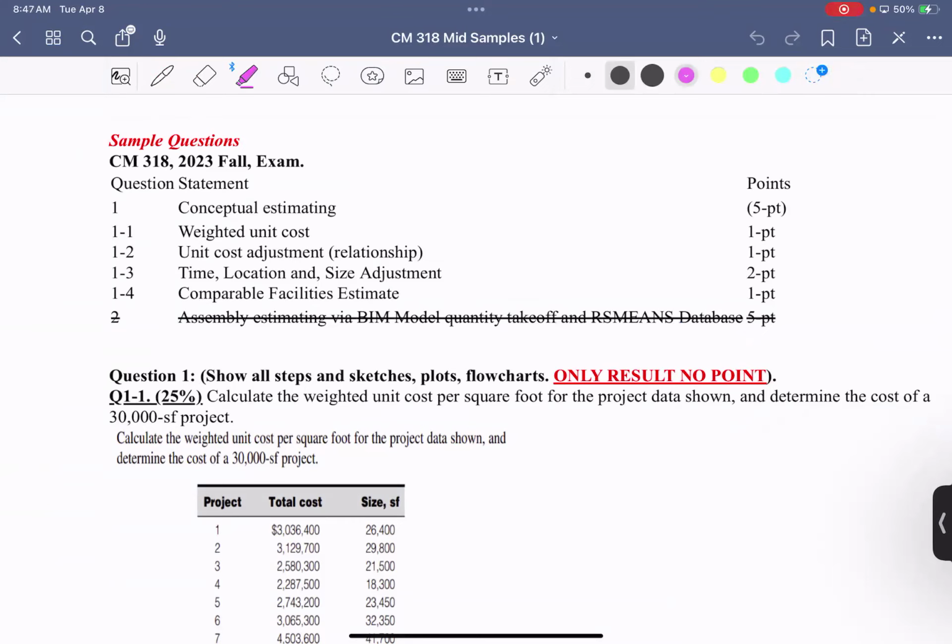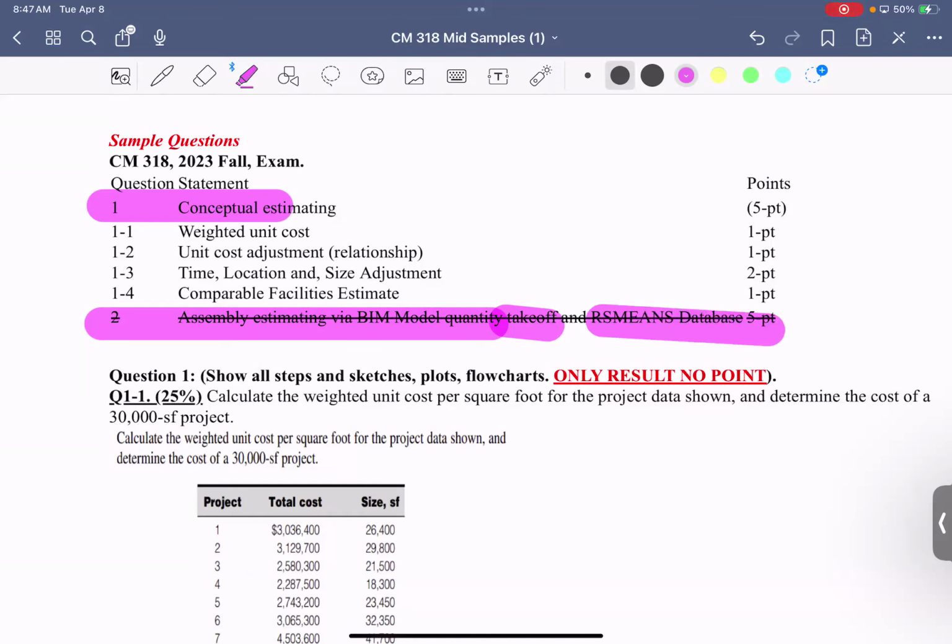Two sections. Section one is the conceptual estimating. We did a lot of hand calculations over a couple of weeks, right? And question two is regarding assembly estimating with the beam for the quantity takeoff and the RSMeans database. Since we do not have the RSMeans database, we will only cover the beam-based quantity takeoff.